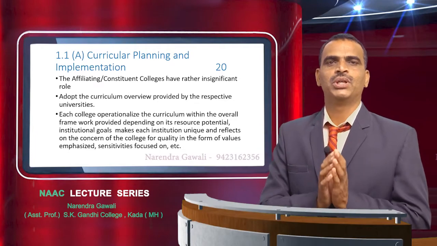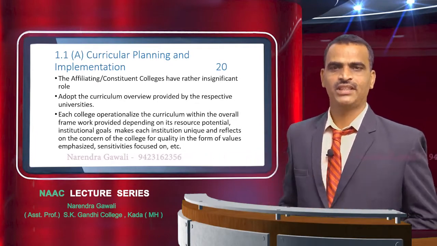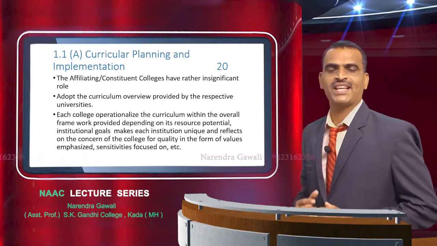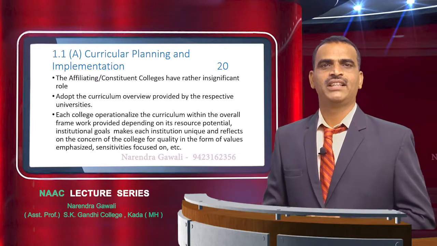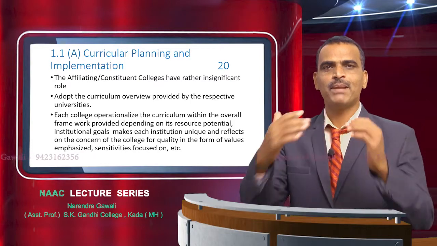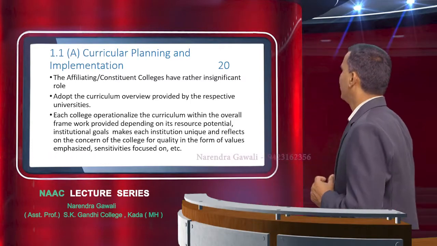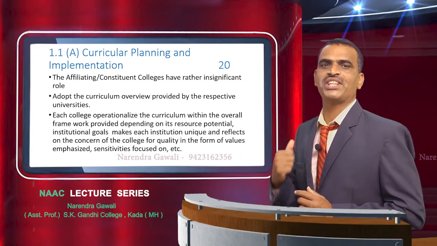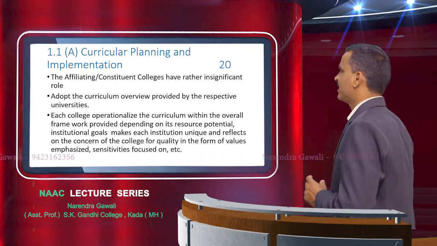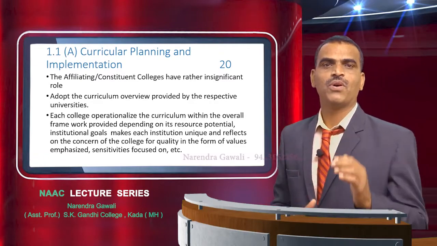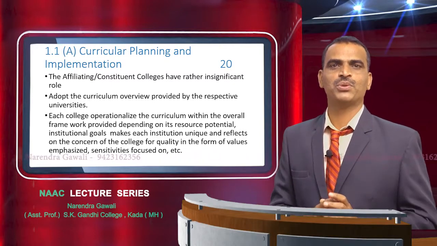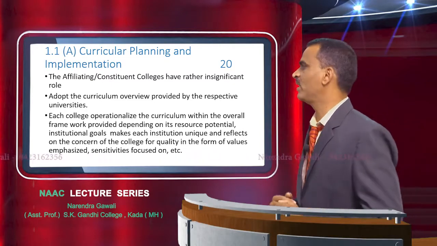This is applicable to constituent or affiliated colleges. Yes, friends, curriculum planning and implementation. As I said, the curriculum is designed by the respective university bodies. And the function of these colleges is to implement them accordingly. The affiliated or constituent colleges have a rather insignificant role in planning, but they adopt the curriculum overview provided by the respective universities. Their job is to adopt or implement this accordingly.